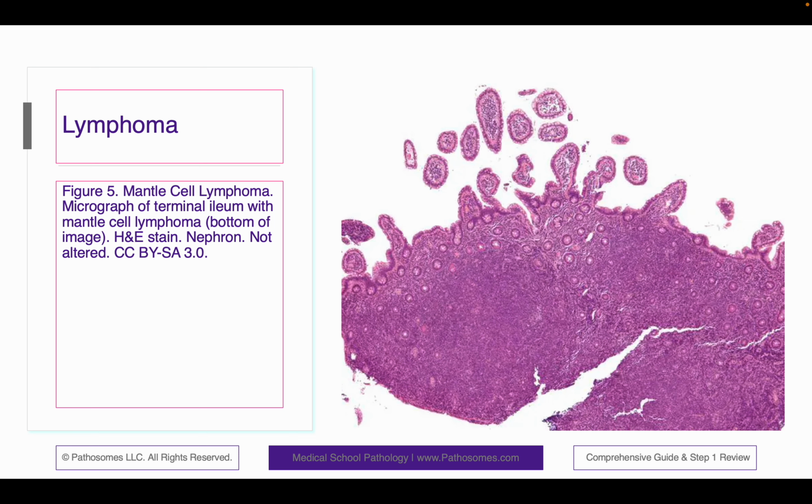Now, mantle cell lymphoma can affect various tissues. Commonly, the GI tract is affected. So here we have a micrograph of the terminal ileum involved by mantle cell lymphoma.